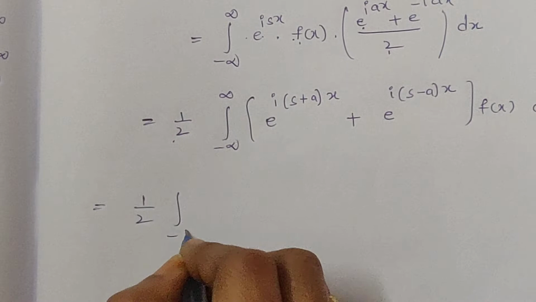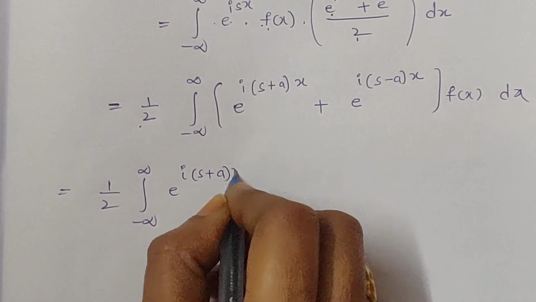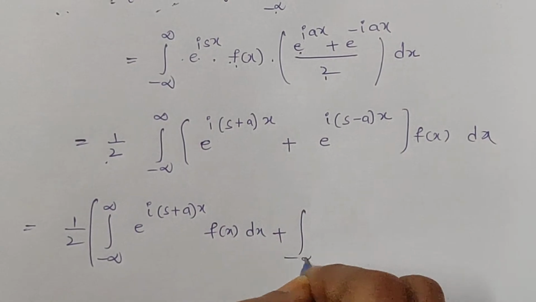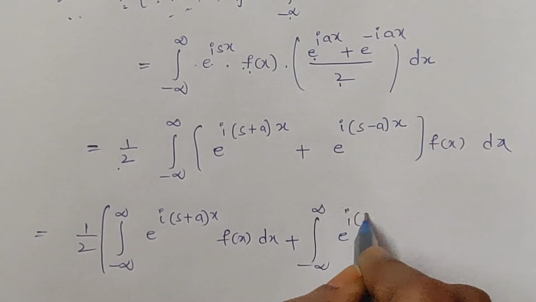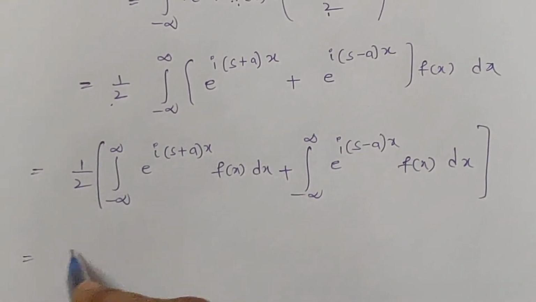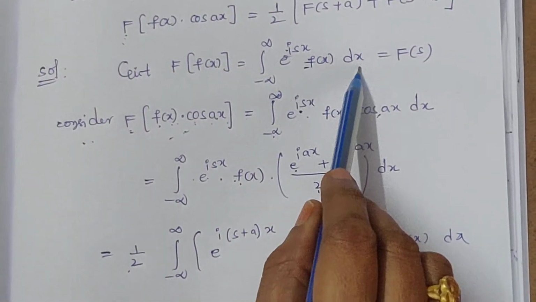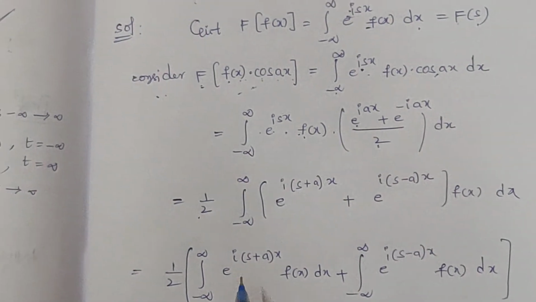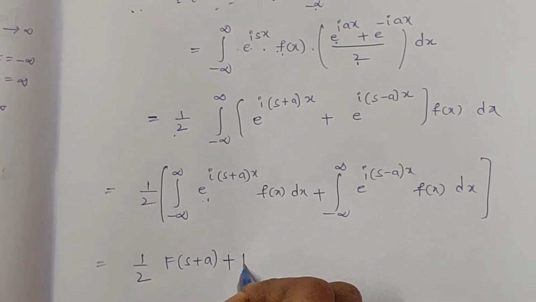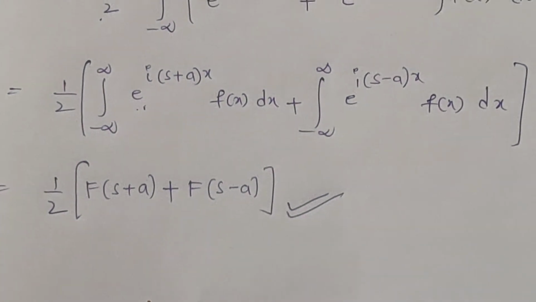This can be written as half into the integral from minus infinity to infinity of e power i s plus a of x f of x dx, plus the integral from minus infinity to infinity of e power i s minus a of x f of x dx. This is e power isx f of x dx, which means capital F of s. Here this can be denoted as capital F of s plus a plus F of s minus a. This is the modulation property.